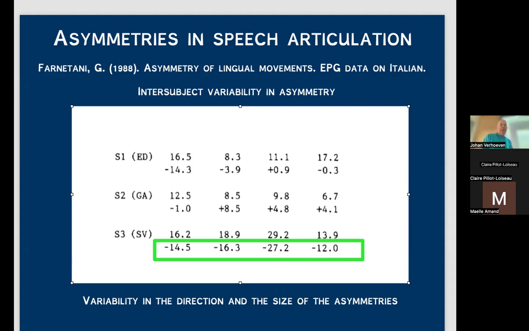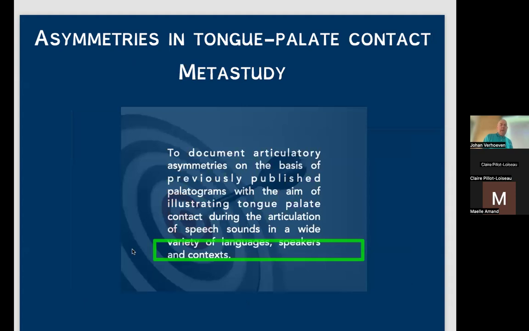Okay, those studies are somewhat informative. They give an idea. I thought at some point it might be useful just to go and have a look in the literature. What do you find if I collect a large data set of palatograms that have been published on a wide variety of languages, different speakers, different techniques probably as well? Do we find any consistency there? And does that provide us with an informative picture?